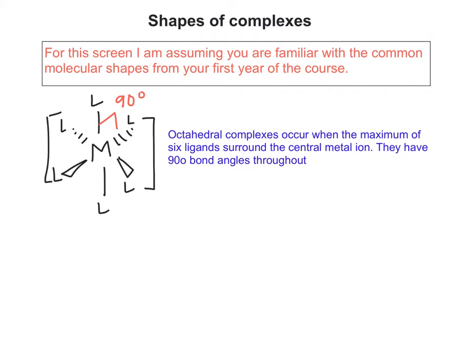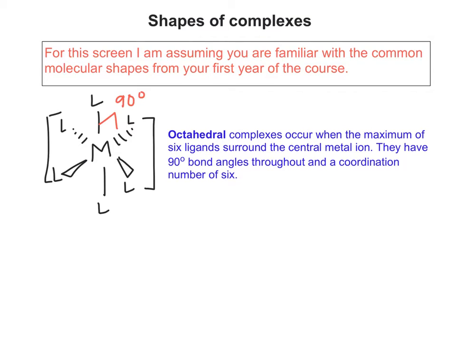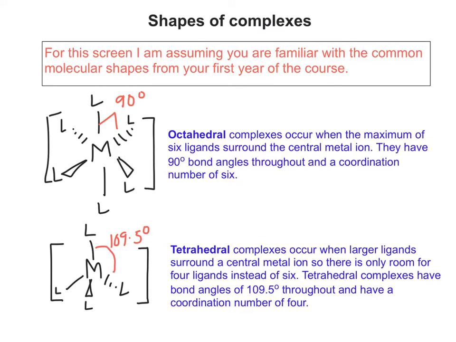So octahedral complexes happen when the maximum of 6 ligands surround the central metal ion. They have 90-degree bond angles throughout and a coordination number of 6. Tetrahedral complexes occur when larger ligands surround a central metal ion, so there's only room for 4 ligands instead of 6. These complexes have bond angles of 109.5 degrees throughout and have a coordination number of 4.